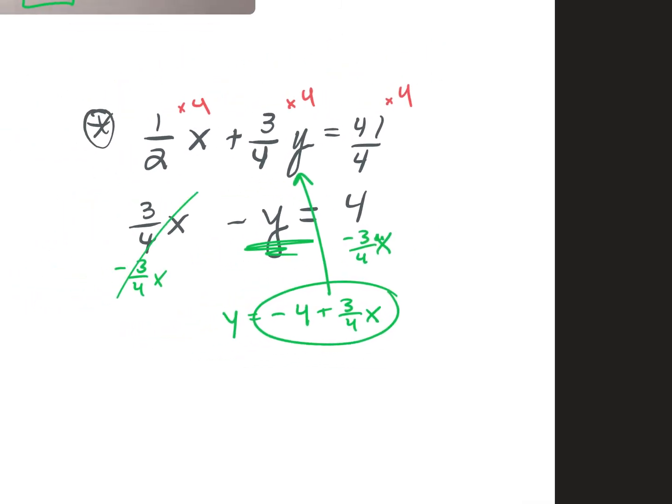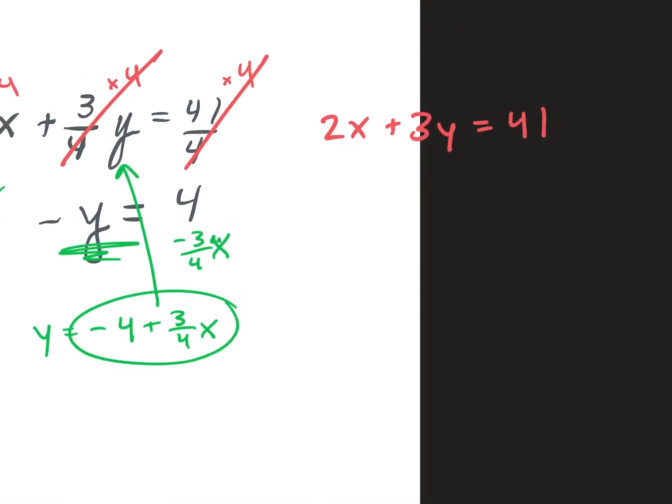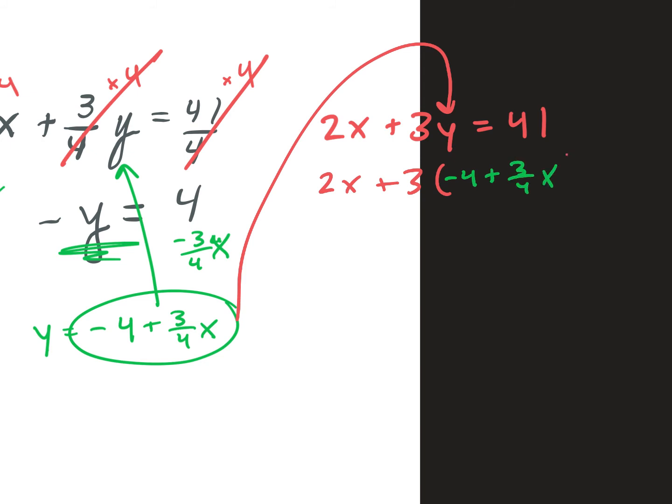So we multiply everything by 4. So what's 1/2 times 4? 2. So this would be 2x. The 4's cancel here, so plus 3y is equal to, the 4's cancel here, 41. Now I can take this and plug it into y. So 2x plus 3 times -4 plus 3 over 4x is equal to 41.